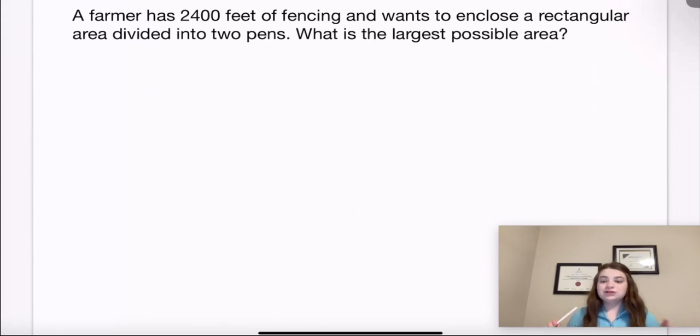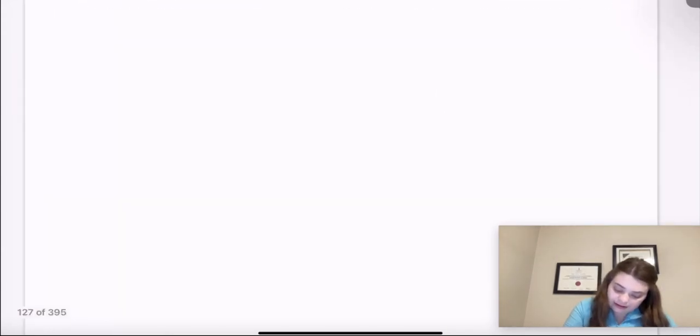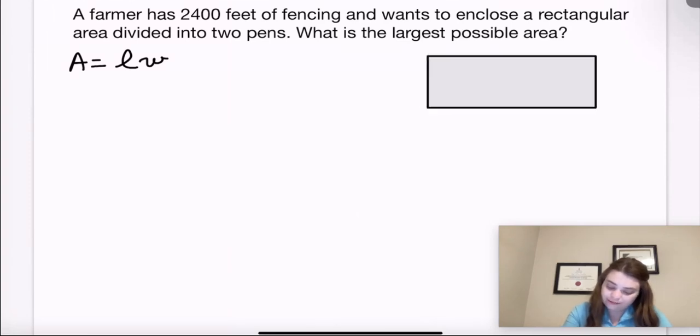So, first of all, since we know it's a rectangular area, I'm going to write down that the area is going to be equal to length times width. And I'm also going to be drawing a picture of what we're describing here. So here we have a rectangular area like that. And then we're dividing it into two separate parts like that. There we go. And then we have two lengths. We have a length here and a length here. And then we also have three widths.